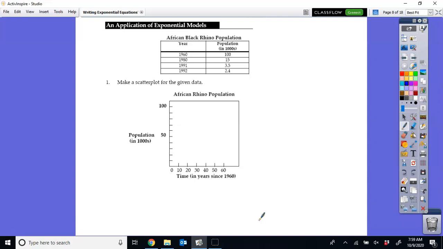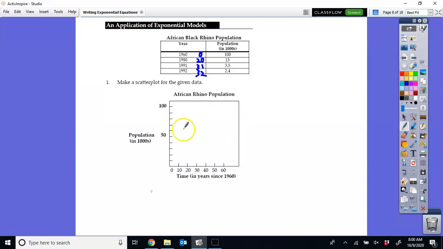But I was making sure I tried to cover the big important stuff, and I forgot to show you how to take a table of values and find the function for it in Desmos. So we've got these years: 1960, 100,000 black rhinos; 1980, 15; 1991, 3.5; 1992, 2.4. My suggestion here is to make 1960 year 0, and then this will be 20 years later, this will be 31 years later, and this will be 32. That'll make it a little bit easier when we go to plug these into the calculator.